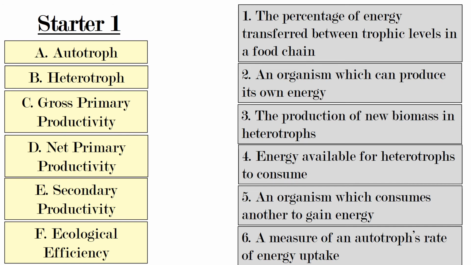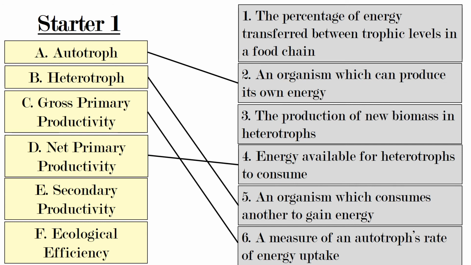So A, an autotroph is an organism which can produce its own energy. Heterotroph, so A was 2. B, 5, an organism which consumes another to gain energy. C, gross primary productivity is 6, a measure of an autotroph's rate of energy uptake. D, net primary productivity is 4, energy available for heterotrophs to consume. E, secondary productivity is 3, the production of new biomass in heterotrophs. And F, ecological efficiency, is number 1, the percentage of energy transferred between trophic levels in a food chain.